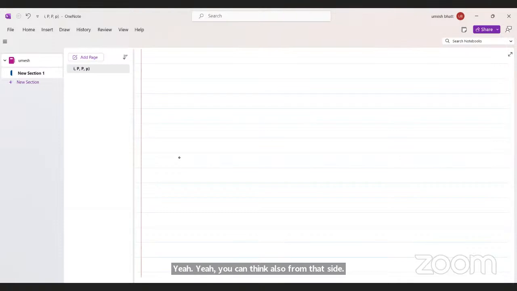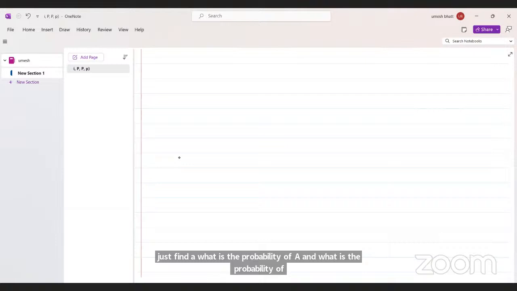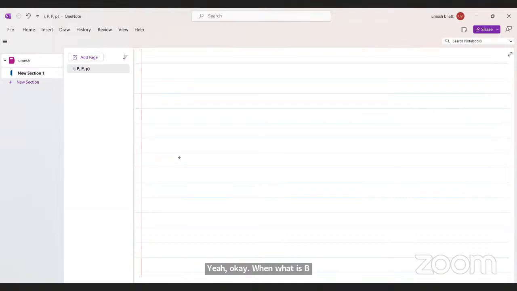Yes, sir. Just find A. What is the probability of A and what is the probability of B? 1 by 30, sir. Okay, and what is B? B complement, sir, like B did not get. Yeah, so that will be 29 by 30. Now what is A intersection B? A intersection B will be both getting, sir. That will still be 1 by 30, sir. Both will be in the form, so you can also use this concept.